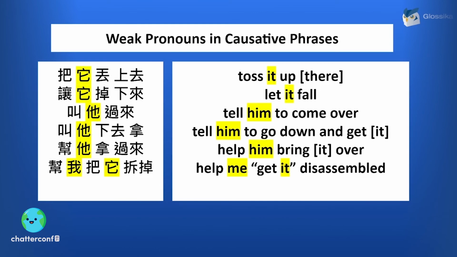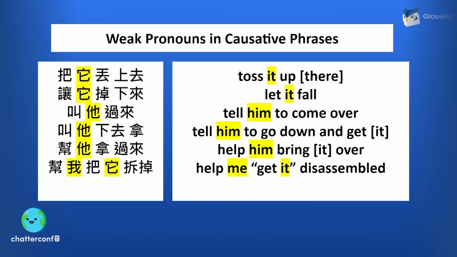Now, of course, in my translation, I'm using get it, because we have this phrase a lot in English where we say have it be done or get it done. So it's not a really great translation here, but it kind of shows you how the 把它 is being used in Chinese here. So 帮我把它拆掉, 帮我把它拆掉.